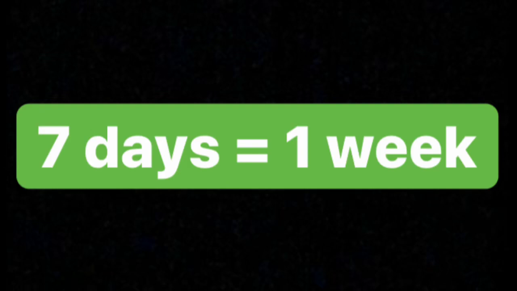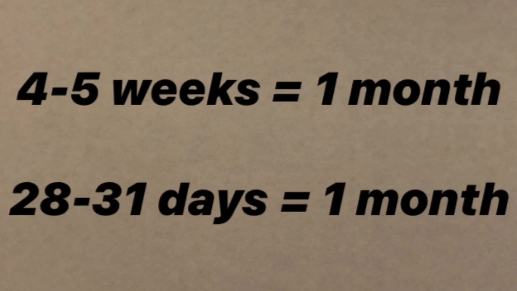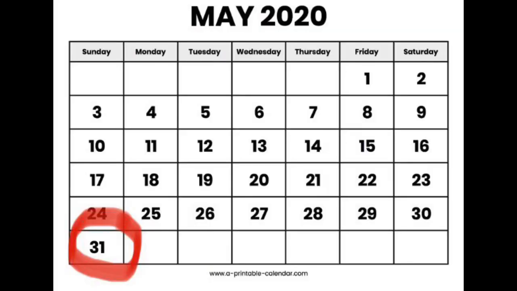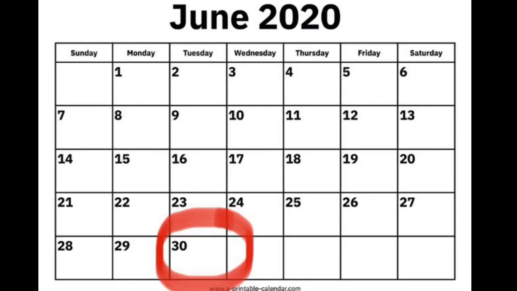And then once you understand days, you'll understand that there are 7 days within 1 week. And this is where things start to get a little bit more complicated. There are about 4 to 5 weeks within 1 month, or about 28 to 31 days within 1 month, depending on the month that you're in. For example, there are 31 days within the month of May, but next month, in the month of June, there are only 30 days.